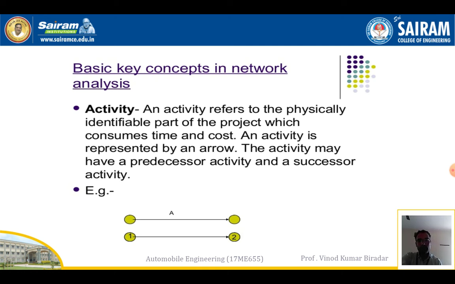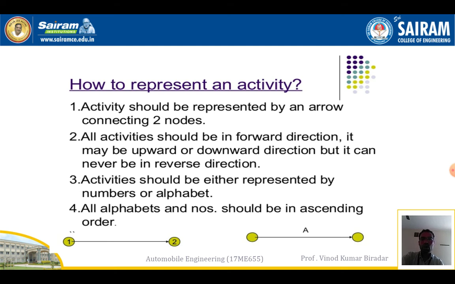Along with A, we have to mention the cost of that product. How to represent an activity in a given problem? First, an activity should be represented by an arrow connected to nodes. I told here the activity is connected between two points. Second, all activities should be in the forward direction, not in reverse direction.